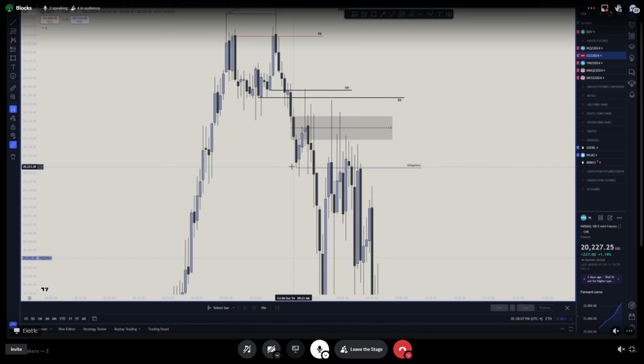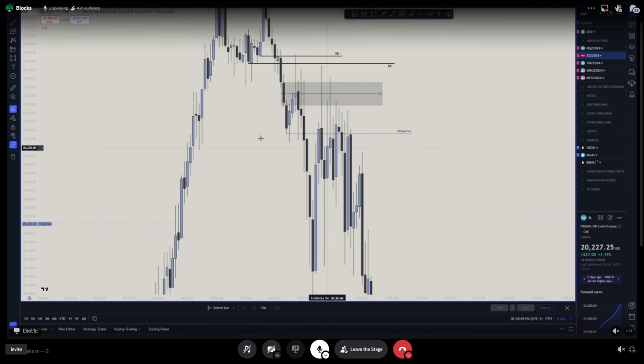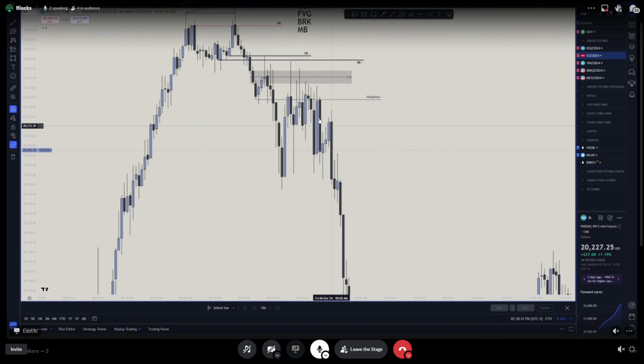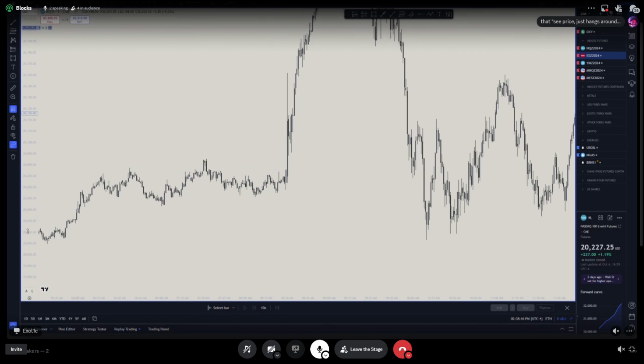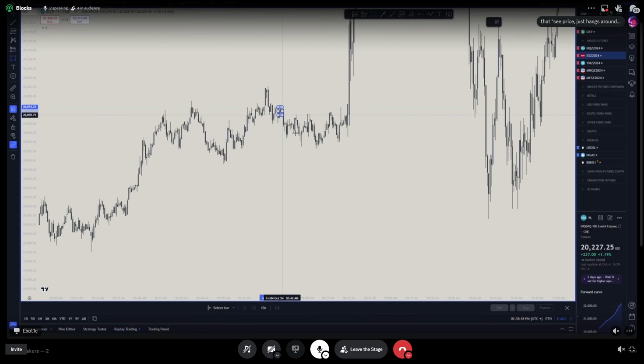Falls. Where do we go to next? Mitigation block right here. Come back up. And we fall down. And where do we go? Where is our original consolidation? Down here. And this is your perfect market maker sell model.